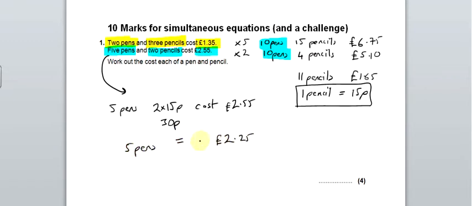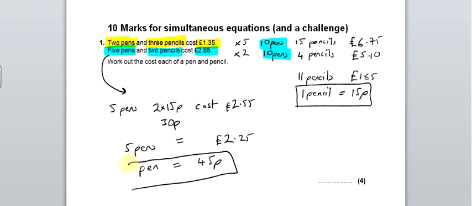So if I divide that by 5, so £2.25 divided by 5, then I will get the cost of a pen. So a pen costs 45 pence. And that's the other solution. If that went a bit fast for you, just hit pause, rewind it, and have a look through and see if you can follow that. The key bit really is getting the number of pens the same and then looking for the difference.